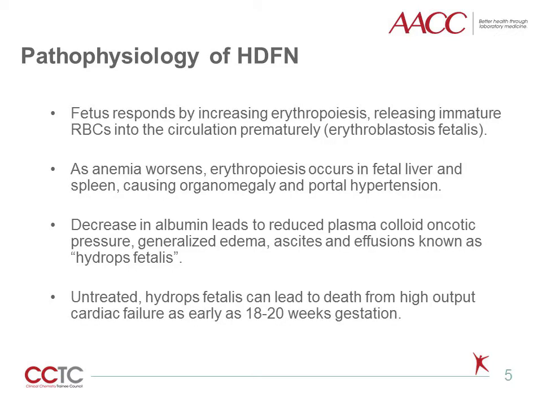The fetus initially responds by increasing erythropoiesis in the bone marrow, releasing immature red blood cells into circulation prematurely, a process known as erythroblastosis fetalis. As the fetal anemia worsens, erythropoiesis occurs in the fetal liver and spleen, causing organomegaly and portal hypertension. The decrease in albumin production leads to reduced plasma colloid oncotic pressure, generalized edema, ascites, and effusions known as hydrops fetalis. Untreated, hydrops can lead to death from high-output cardiac failure as early as 18 to 20 weeks gestation.